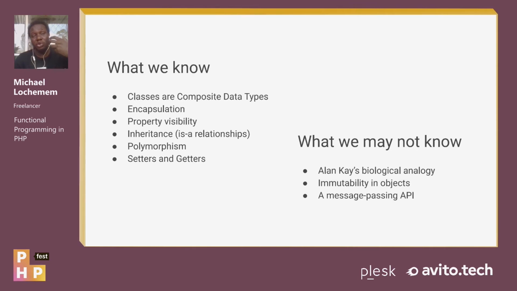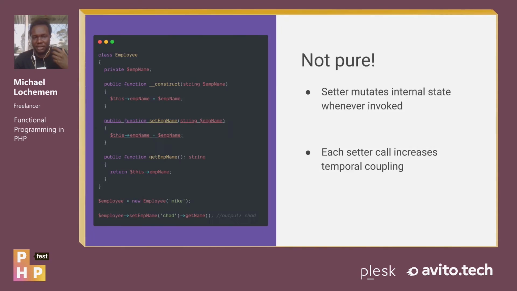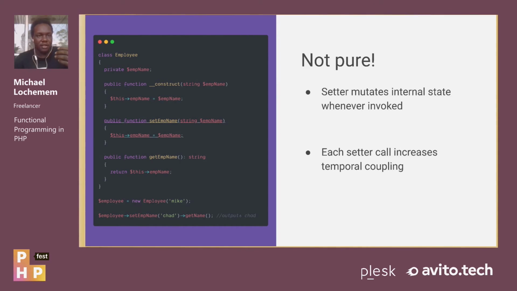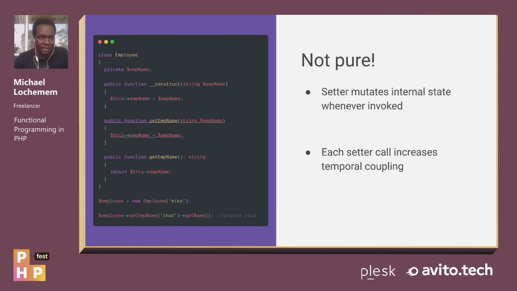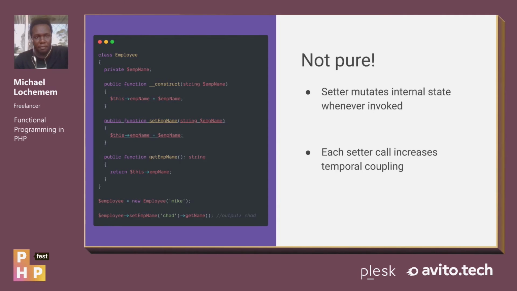And once you know this, it makes you more aware of the impurities that might exist in many classes that people might write. So for instance, the setter, right? I have an internal attribute, employee name, because it's a class modeled around employees and whatnot.